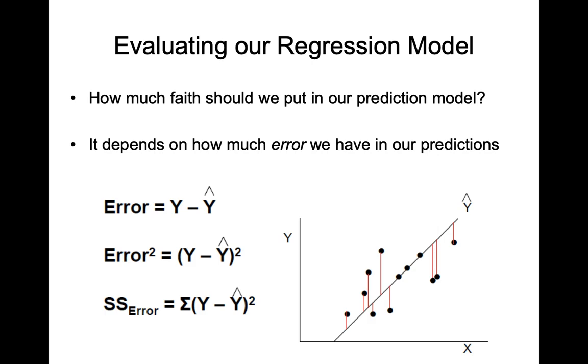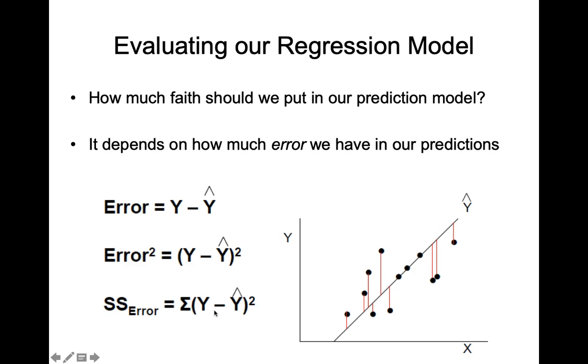Okay? So if there's just a little bit of error, when we square it, there's still just a little bit of error. If there's a lot of error, when we square it, there's a lot of error. So squaring those errors still captures whether there's a little or a lot of error. Okay. So the quality of our model is captured by our sum of squares error, okay, where we're going to sum up those squared errors in prediction.